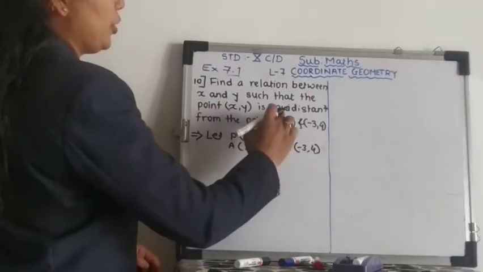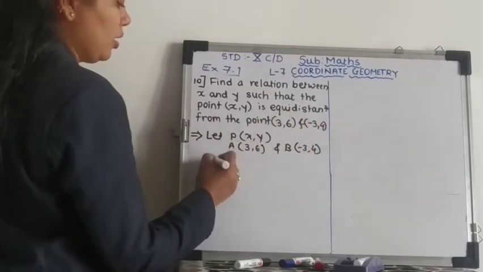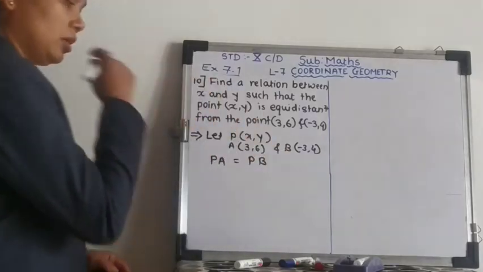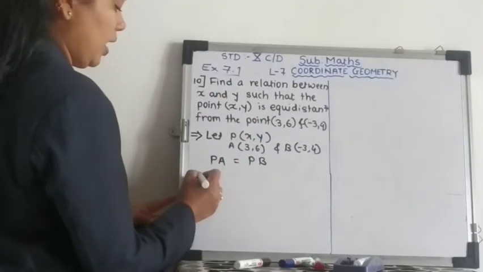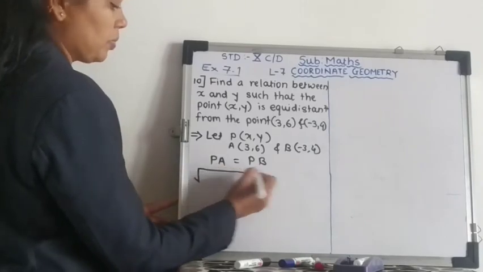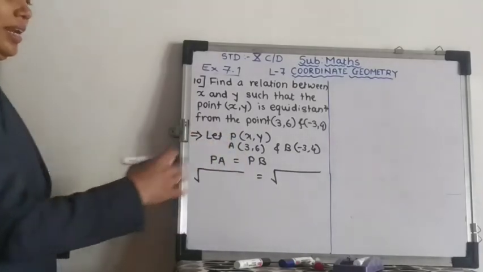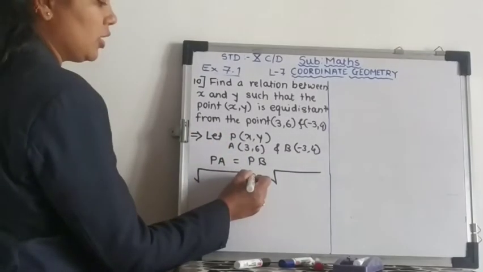Now these points are what? Means xy is equidistant from these points. That's why what we'll write? PA is equals to PB. Use the distance formula and solve it. So we will use the distance formula, or directly if you are squaring and then solving, that is also fine. You can solve in that way also.